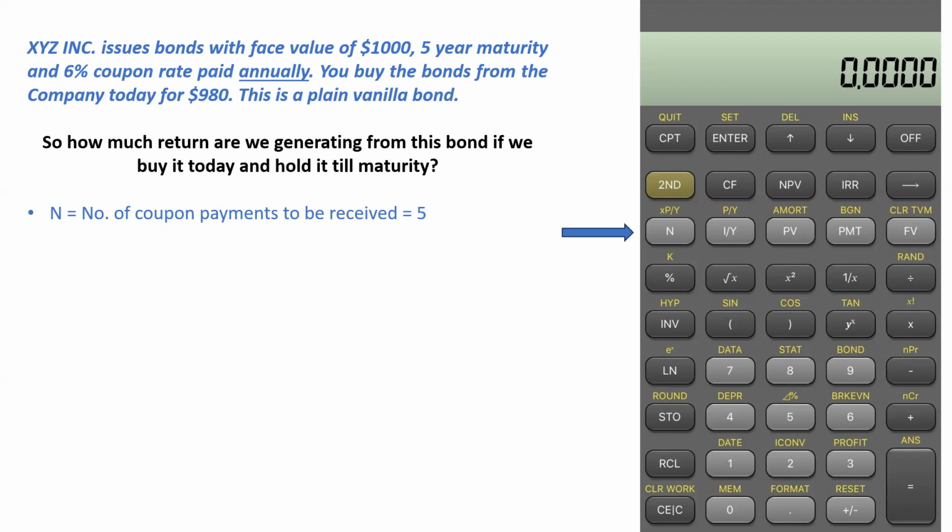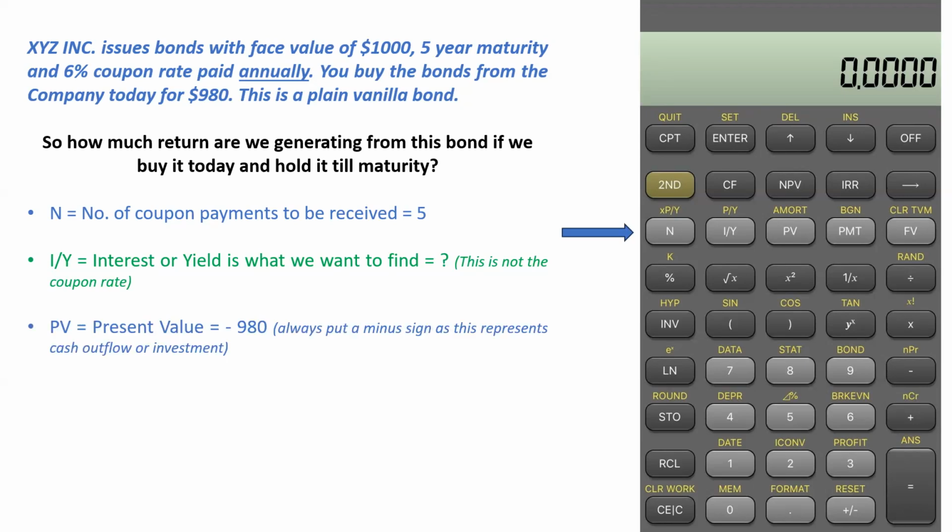First is N. N refers to the number of coupon payments or interest payments that you are going to receive. So N is equal to 5, because it is a 5-year bond and we are going to receive 5 coupon payments. Next is I/Y. This refers to the interest or yield, and this is what we are trying to find. This is the answer, the YTM that we are trying to generate. It is not the coupon rate. The 6% coupon rate is not your I/Y. This is something we calculate towards the end. The next term is PV, the present value. What is the money that I am paying to purchase this bond today? It is 980.